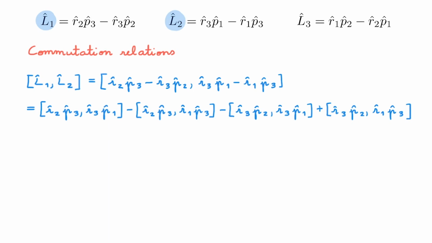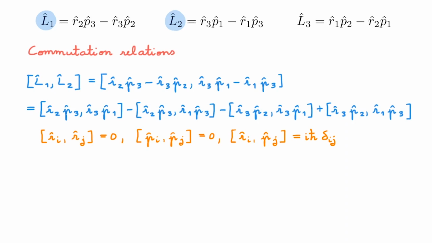Feel free to pause here for a second to cross-check this, but it should be clear after a moment. The next thing to do is to remember that the position operators commute, the momentum operators also commute, and the position and momentum operators obey the canonical commutation relations. What these operators tell us is that the only non-zero commutators are those that involve mixed position and momentum operators along the same axes. Using these results, we can see straight away that these 2 terms vanish because they only involve position and momentum operators along different axes.